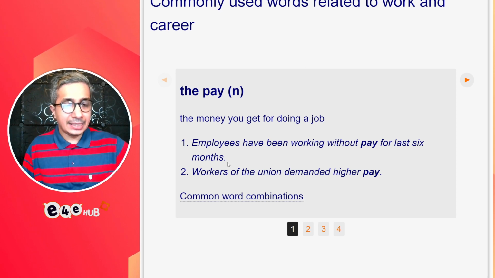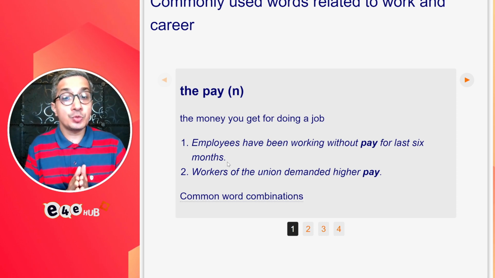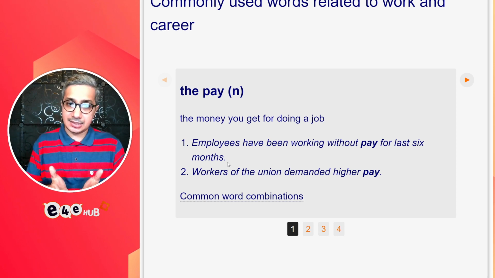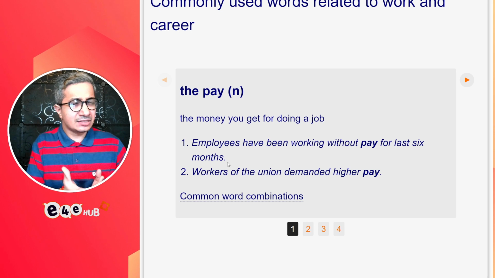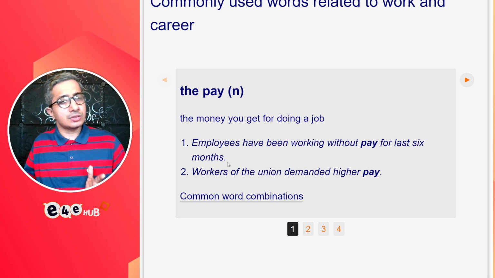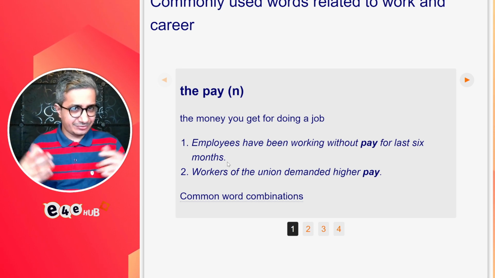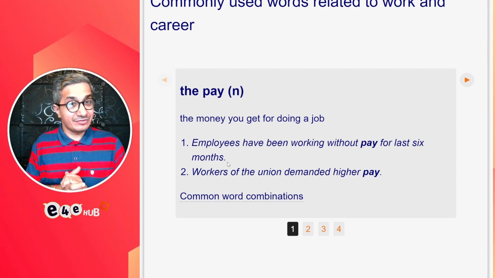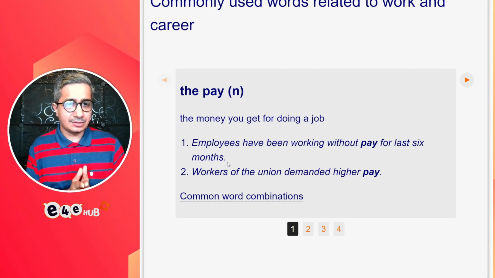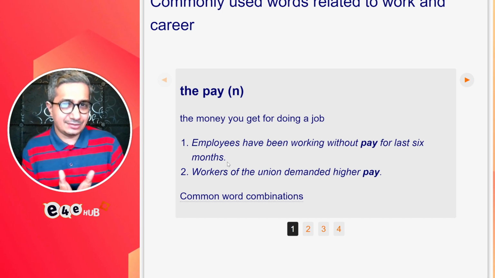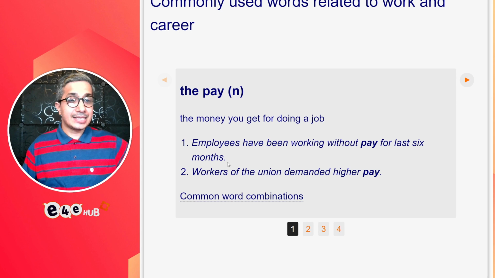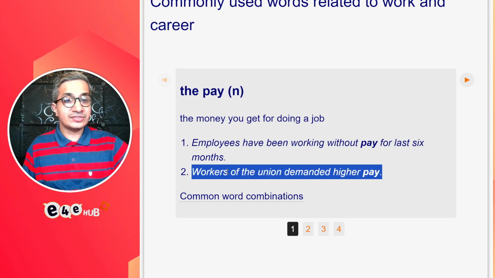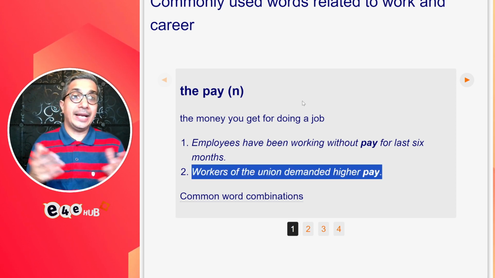First example, employees have been working without pay for the last 6 months. If employees are working without pay, is the company in a good situation financially or not so good? Ask yourself. If it were in a good situation, the employees would have got paid for all the 6 months, right? Second example, workers of the union demanded higher pay.